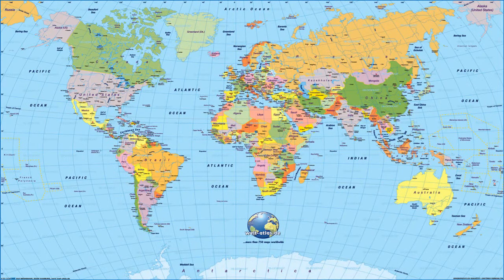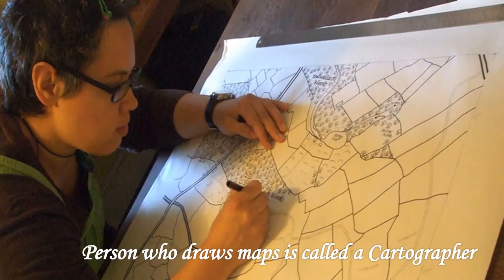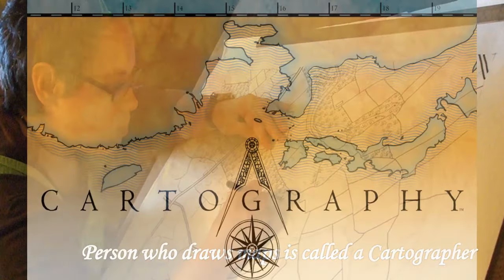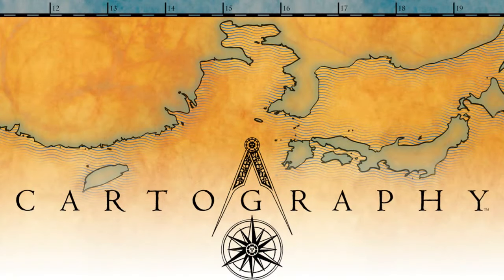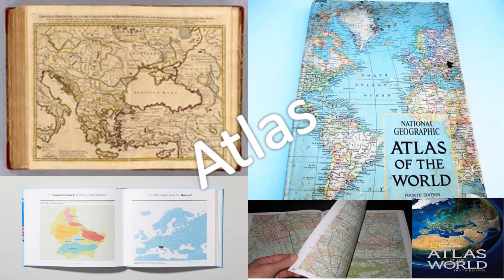Maps. A map is the representation of the Earth or a part of it on a flat surface. A person who draws maps is called a cartographer. Cartography is the study of maps. A collection of maps in the form of a book is called an atlas.